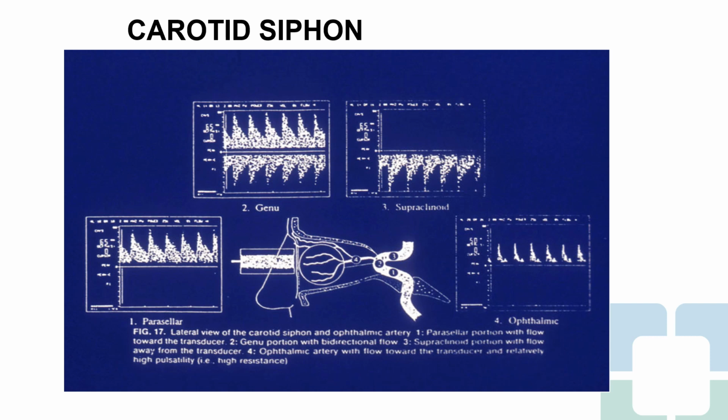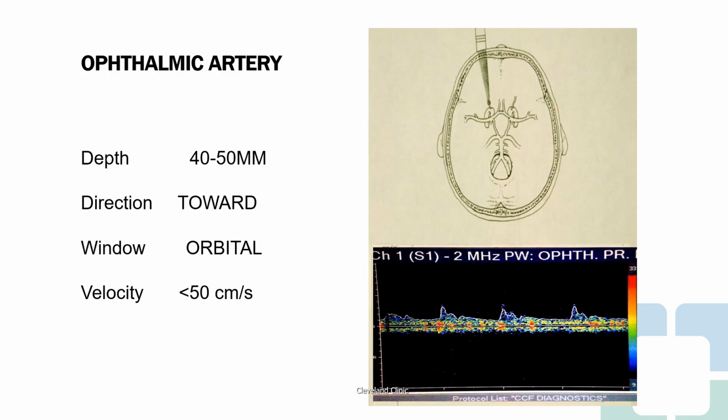As you can see here, depending on which part of the carotid siphon you're in, you can get different directions of flow. In the parasellar portion, the direction is towards the probe. In the genu, it's bidirectional. In the supraclinoid, it's away. And the ophthalmic is towards. Again, the ophthalmic artery is seen towards the probe in the orbital window.